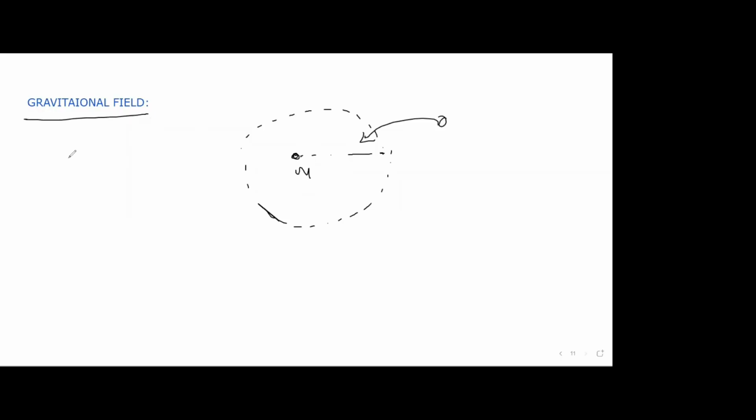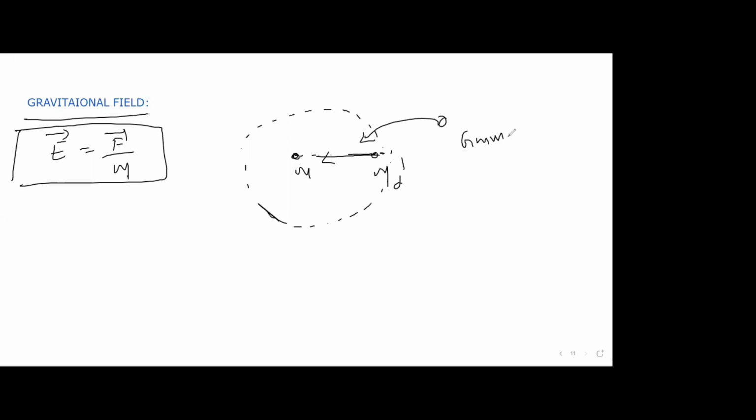How to measure the intensity? Intensity of the gravitational field E is measured as how much force per unit mass. So if you bring any point mass here, say m dash or m naught, how much force is there? G m naught by r square, where the distance is r. This is the force. But the intensity at this particular point is per unit mass: G m naught by r square divided by m naught. Therefore, E is simply Gm by r square.